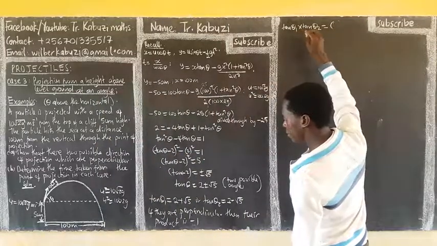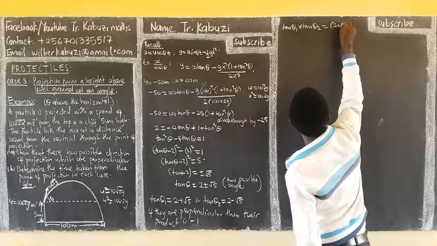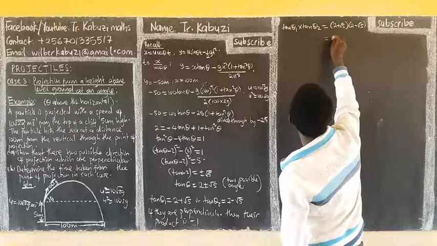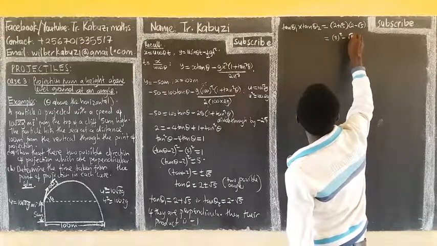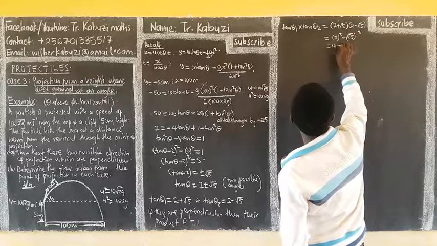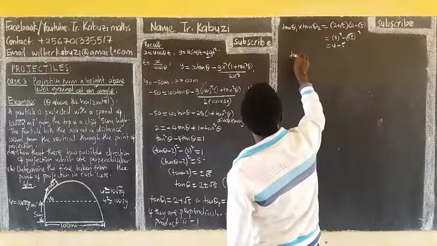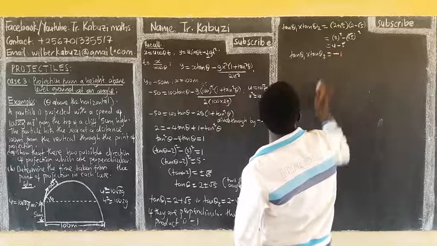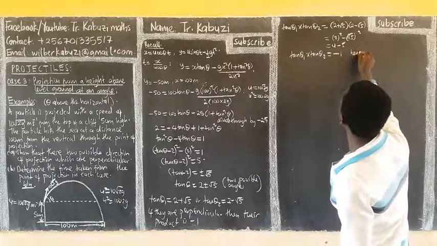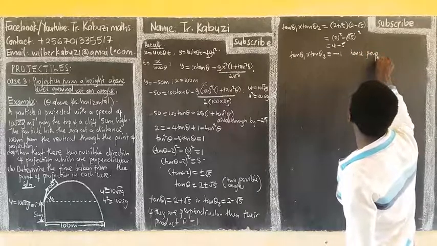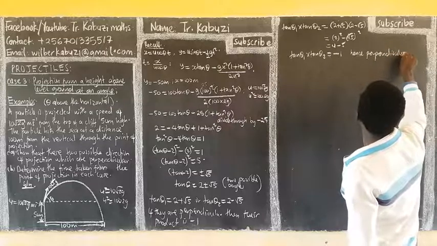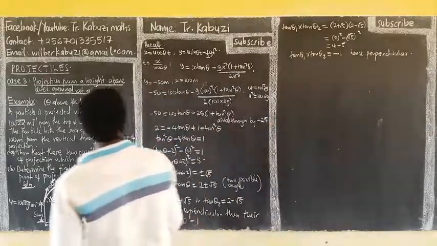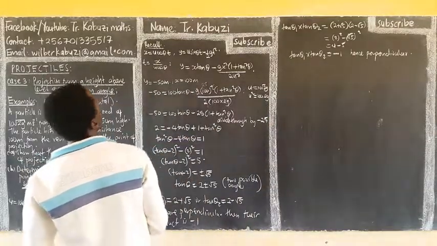So this is going to be (2 plus root 5) times (2 minus root 5). You see it's a difference of squares, so 2 squared minus root 5 squared, which is 4 minus 5. This shows that our tan theta 1 times tan theta 2 is leaving us negative 1, hence perpendicular. And so that will be our part A. The whole of part A is there.